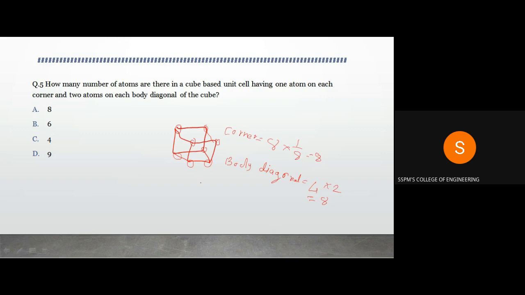So the total is 1 plus 8 is equal to 9. So D option is right. Okay, 8 corners and 4 diagonals, but with two atoms each, means 4 into 2 is equal to 8. So body diagonal total is 8 and corner is 1. So 1 plus 8 is equal to 9. So D option is the correct answer. Next.